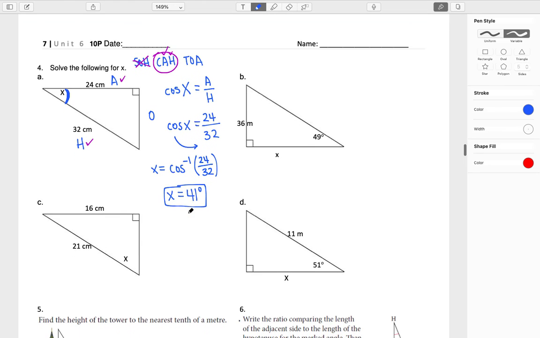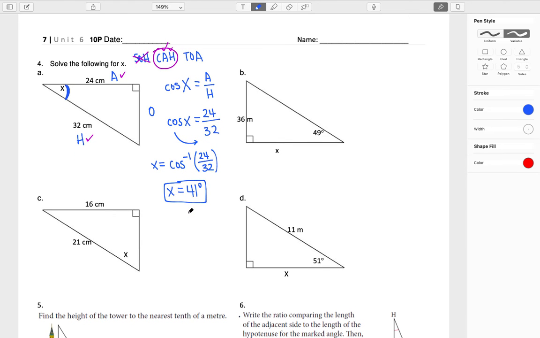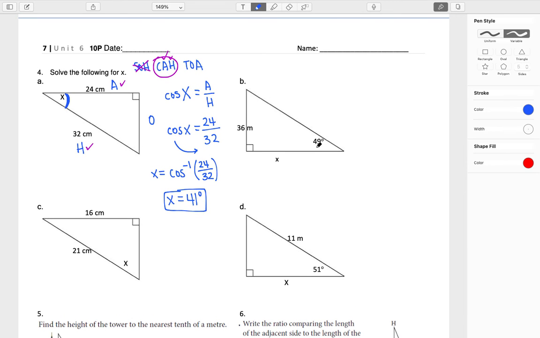Now, what about if we're looking for a length? So let's take a look at letter B. So we're given an angle over here. This is my starting angle, 49. So it looks like this is hypotenuse, opposite from 90. And 36 is opposite, and x is adjacent. So this time, we're not looking for an angle. We're looking for a length. So we won't be doing inverse because we are looking for a length here.